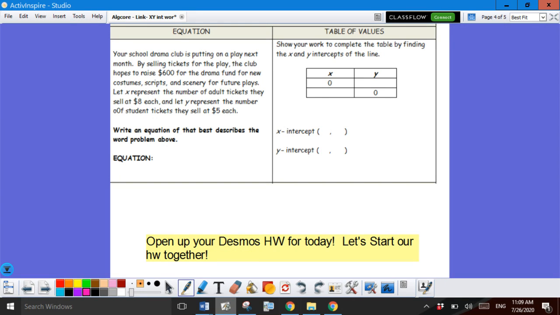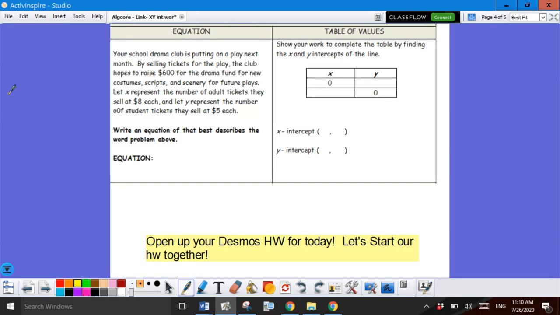Okay, your school drama club is putting on a play next month. By selling tickets for the play, the club hopes to raise $600 for the drama fund for new costumes, scripts, scenery for the future plays. Let X represent the number of adult tickets they sell at $8 each, and let Y represent the number of student tickets they sell at $5 each. So we're supposed to write the equation that best describes the word problem.